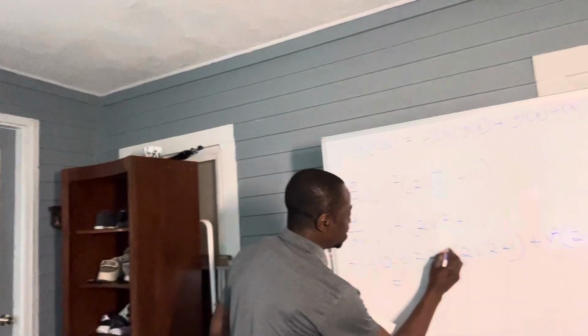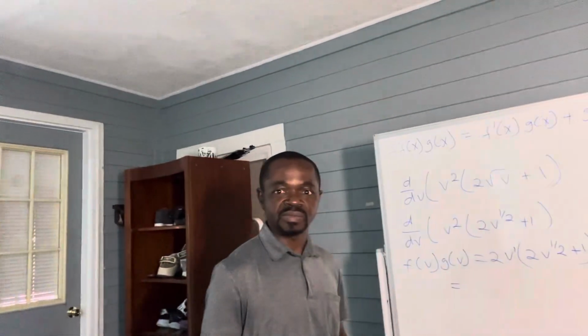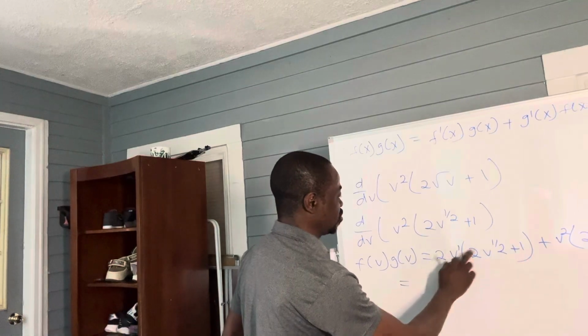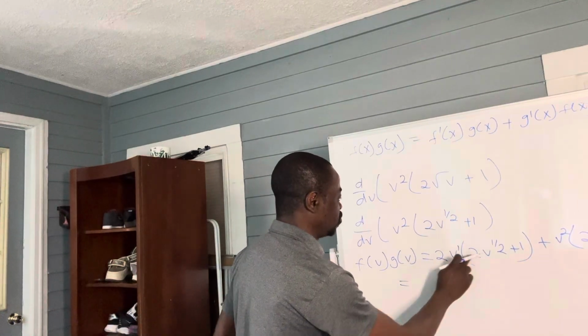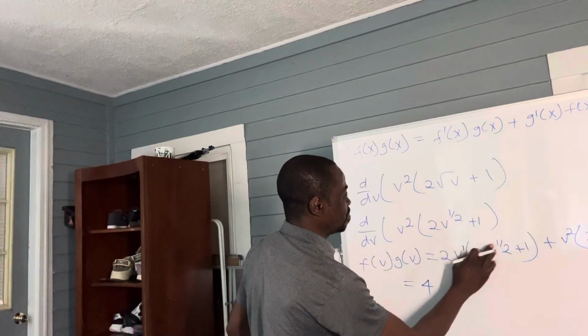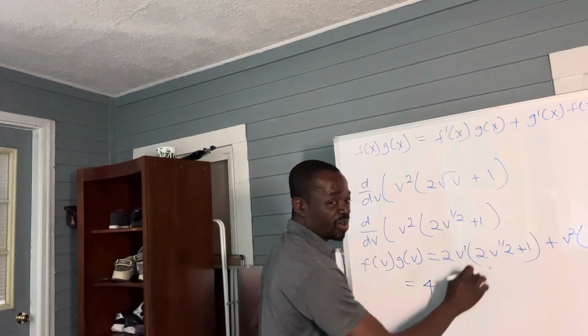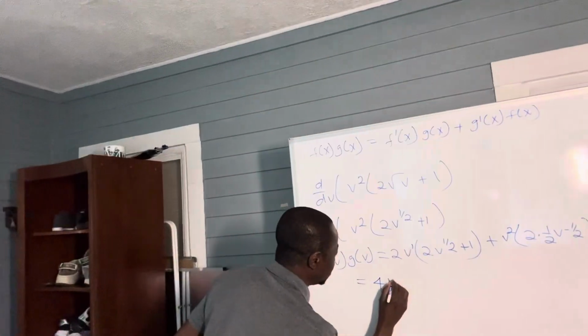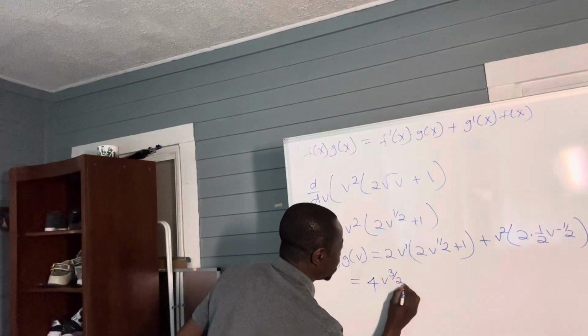2v is the same as 2v raised to the power 1. So these have the same base, so you can add the powers. 2 times 2 gives us 4. Then v to the power 1 times v to the power half. So you simply add 1 plus half, and that will give us v raised to the power 3 over 2.